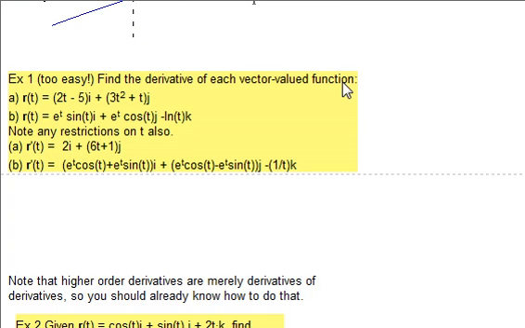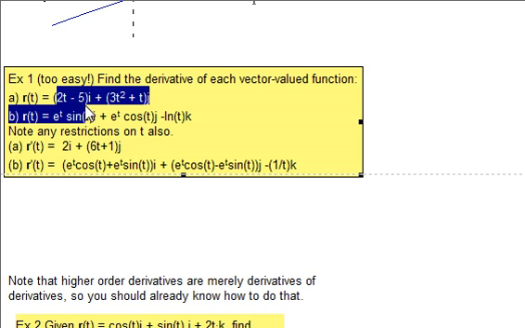Find the derivative of each vector valued function. r of t is 2t minus 5 plus 3t squared i plus 3t squared plus t j. So r prime of t is 2i plus 6t plus 1 j. This one, it's going to need the product rule, right?